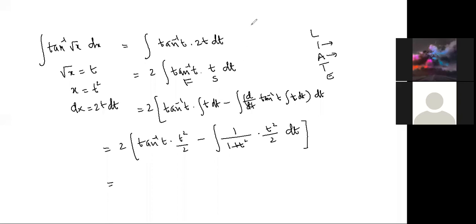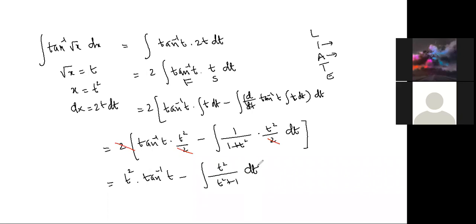When you open the bracket, this 2 will get cancelled. So I'm opening the bracket: 1, 2 here, 1, 2 here, 1, 2 here. So I can write now t square into tan inverse t minus t square upon t square plus 1 into dt.